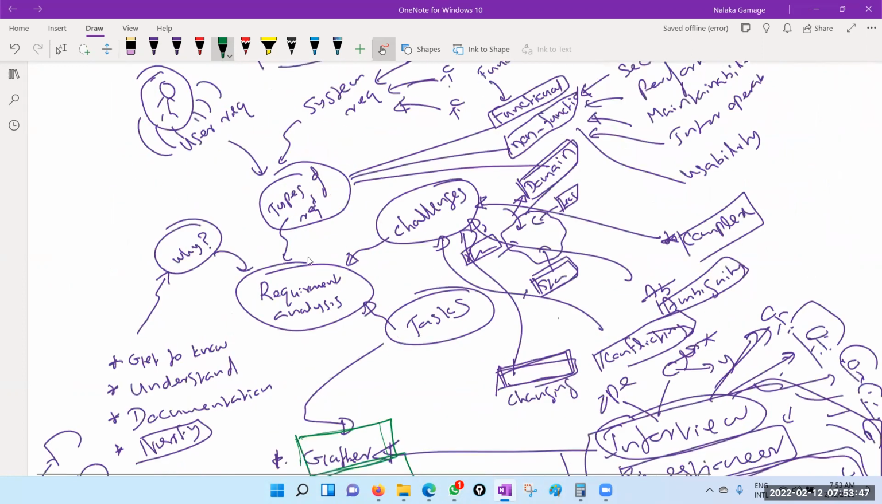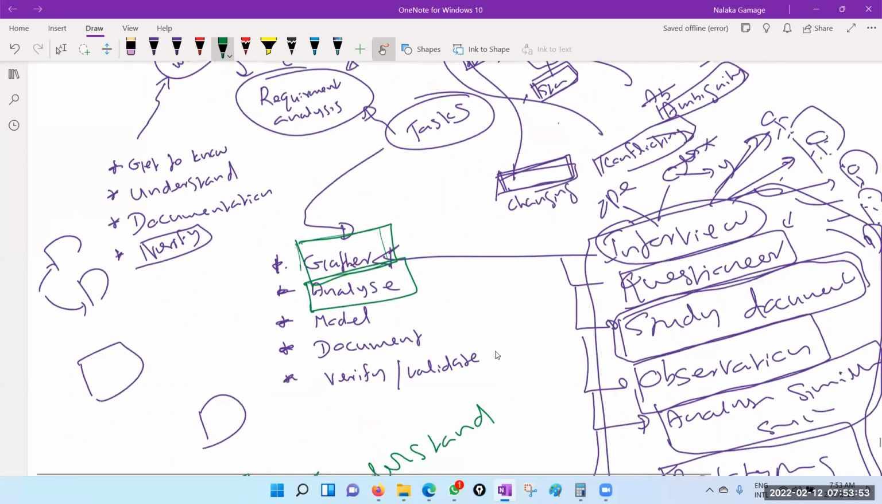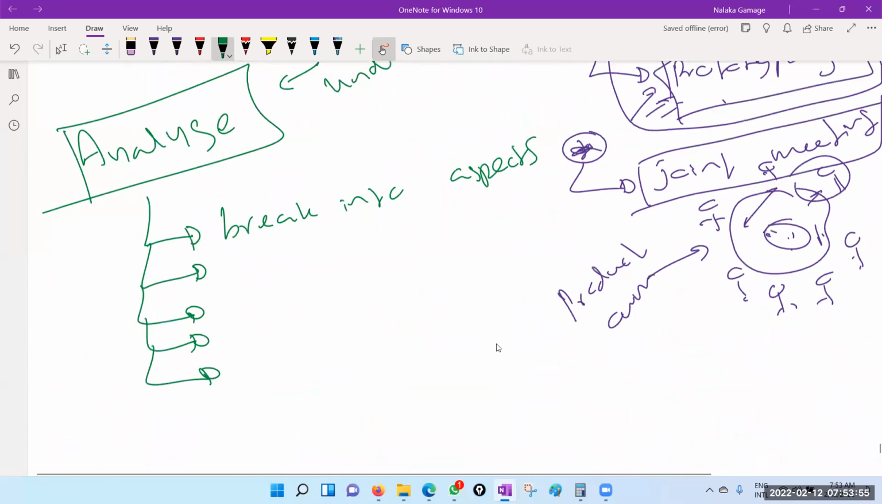So we break it into why, what are the challenges, what are the tasks, what are the types. Likewise, when there is a requirement, we can break it into aspects. What are the functional requirements related to this? What are the non-functional things? Do we have any system requirements? Do we have any domain requirements? So break it into aspects when you take a particular requirement. That is part of the analysis.